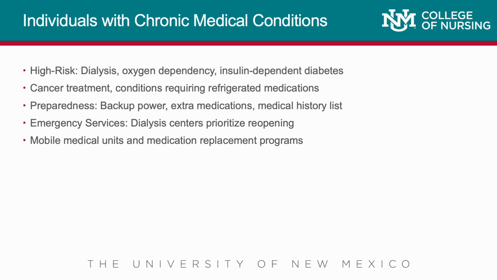So remember to think about the things that you know as a nurse are high risk: dialysis, oxygen dependency, insulin dependency, cancer treatments, and conditions requiring refrigerated medications. These people are going to need backup power, they're going to need extra medication, and they're going to need you to make sure that they have a good medical history. And then, of course, emergency services have to include prioritizing dialysis centers.